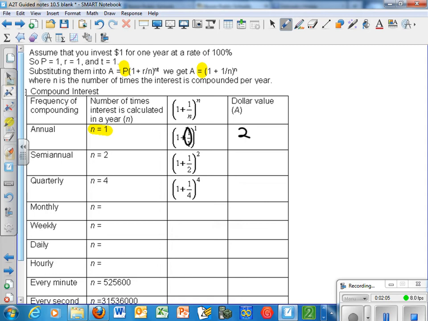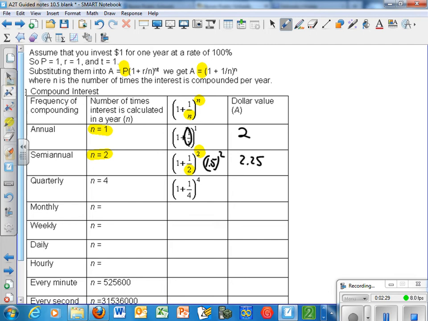If it's semi-annually, that means it's compounded twice a year, so N is 2. Notice we put a 2 on the bottom, and we put a 2 up there for the N's. So it's 1 plus 1 over 2, 1 plus a half, to the second power. So that's 1 and a half, or 1.5, to the second power, which is 2.25.